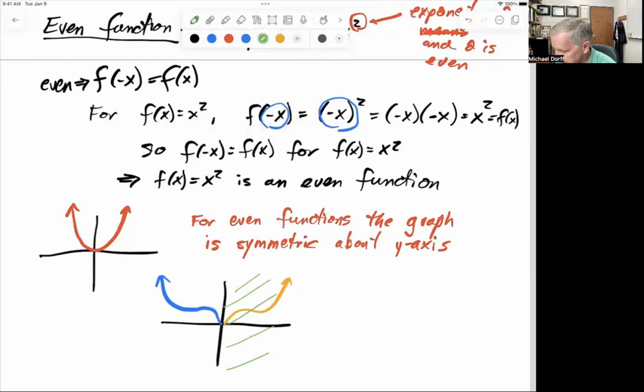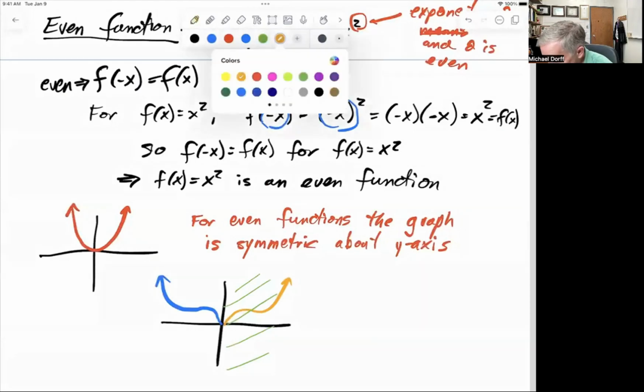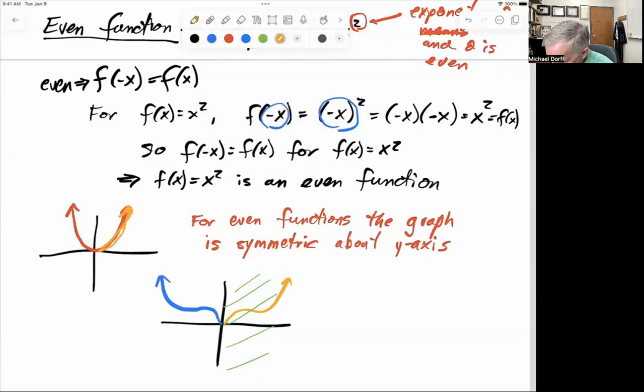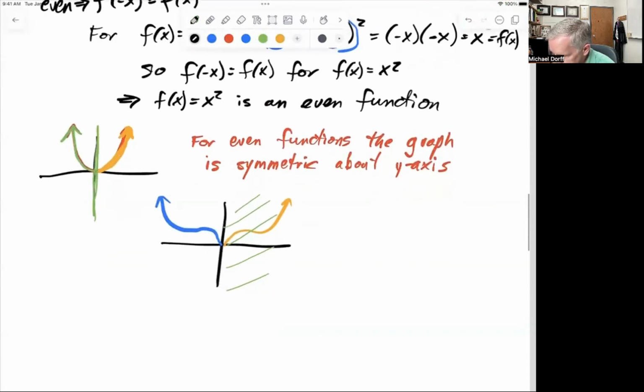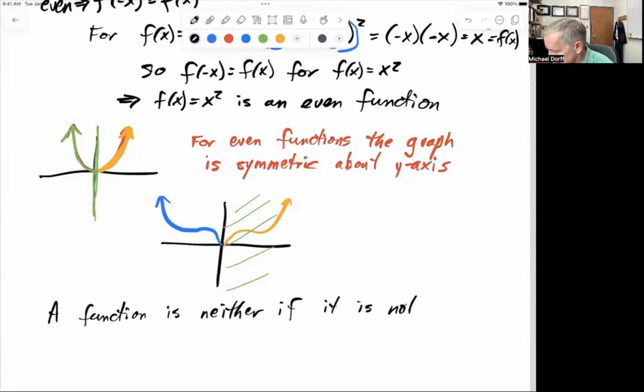If I just flip that over on a page, I get the blue. So if I flip the orange colored curve about that vertical line, I get the blue curve. And we see that that's what happens here with x squared. If I take that orange part on the parabola and I flip that over this vertical axis, I get the green part there. So that's what odd and even functions are. And a function is neither if it is not odd and not even.